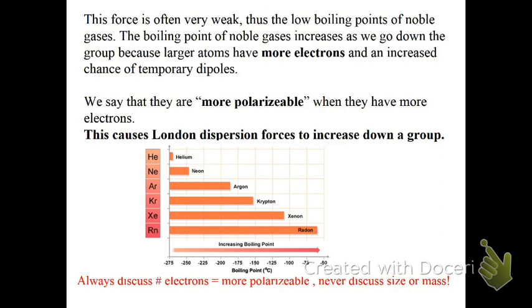highlight it, put a star by it. Always discuss number of electrons equals more polarizable. Never discuss size or mass on intermolecular forces.